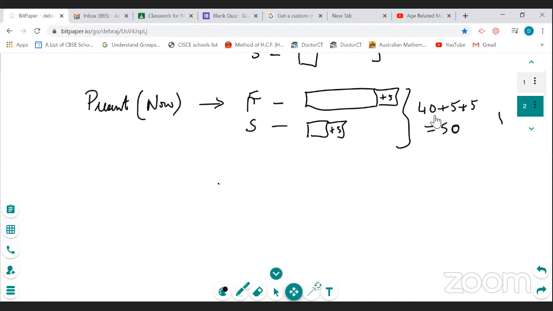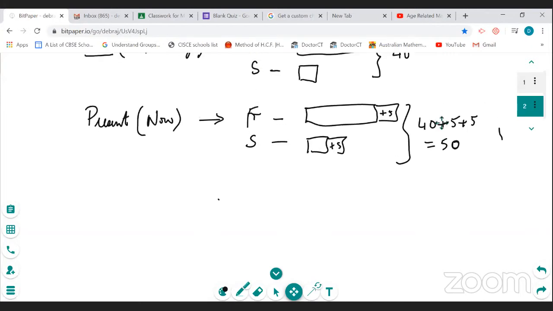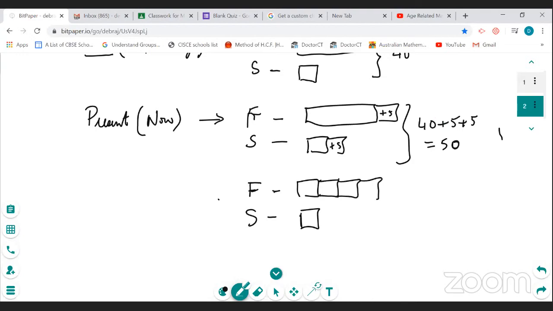Okay, further, if we look at this, there's another relationship given between the father's age and son's age for the present. So that we know that the son's age, if it is one rectangle, then the father's age is going to be 4 times of it. So it will have 4 rectangles, it will have 4 parts. So this is given in the question that the father's age is 4 times the son's age. So we see that there are overall 5 parts, and this, as we found out from here, is equal to 50 years.